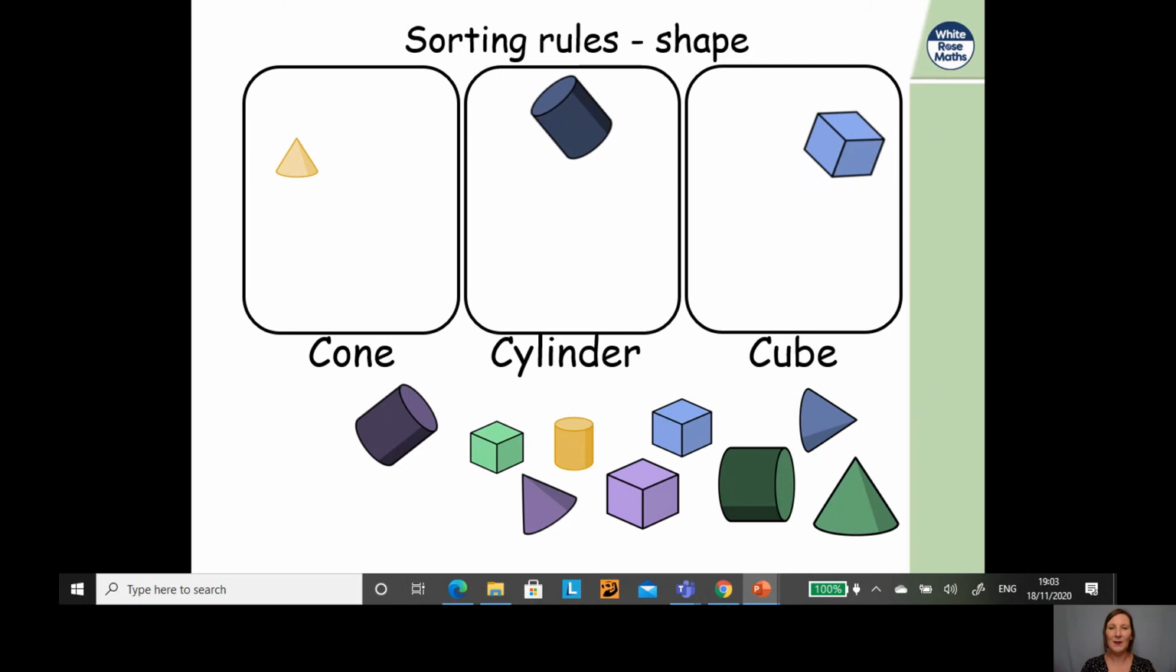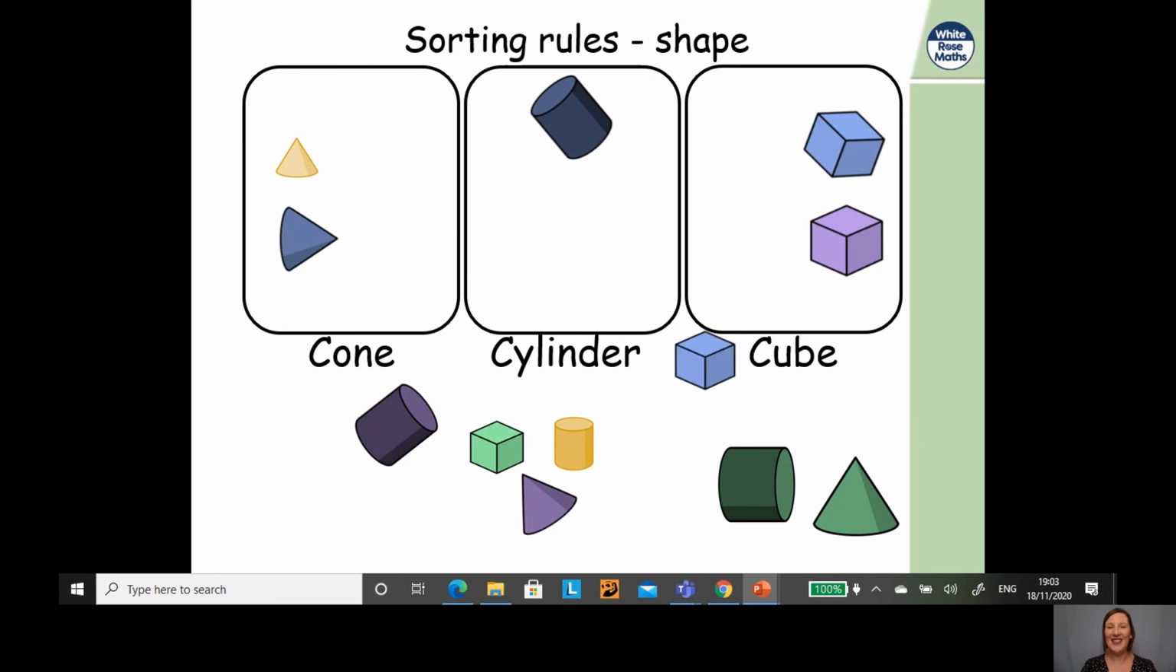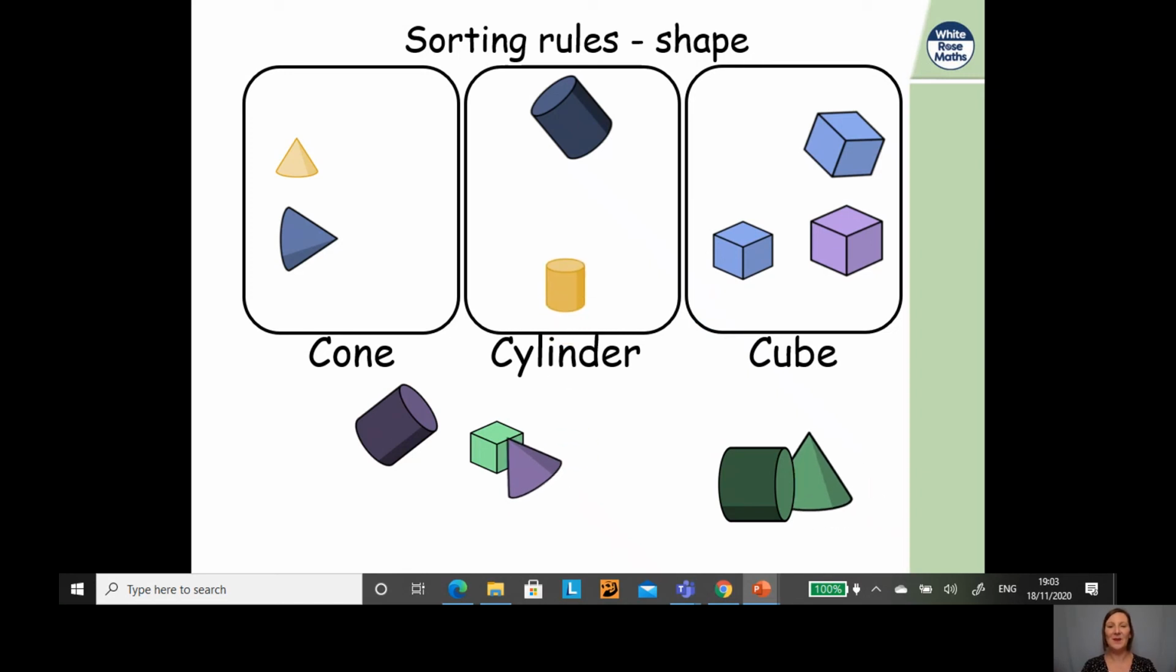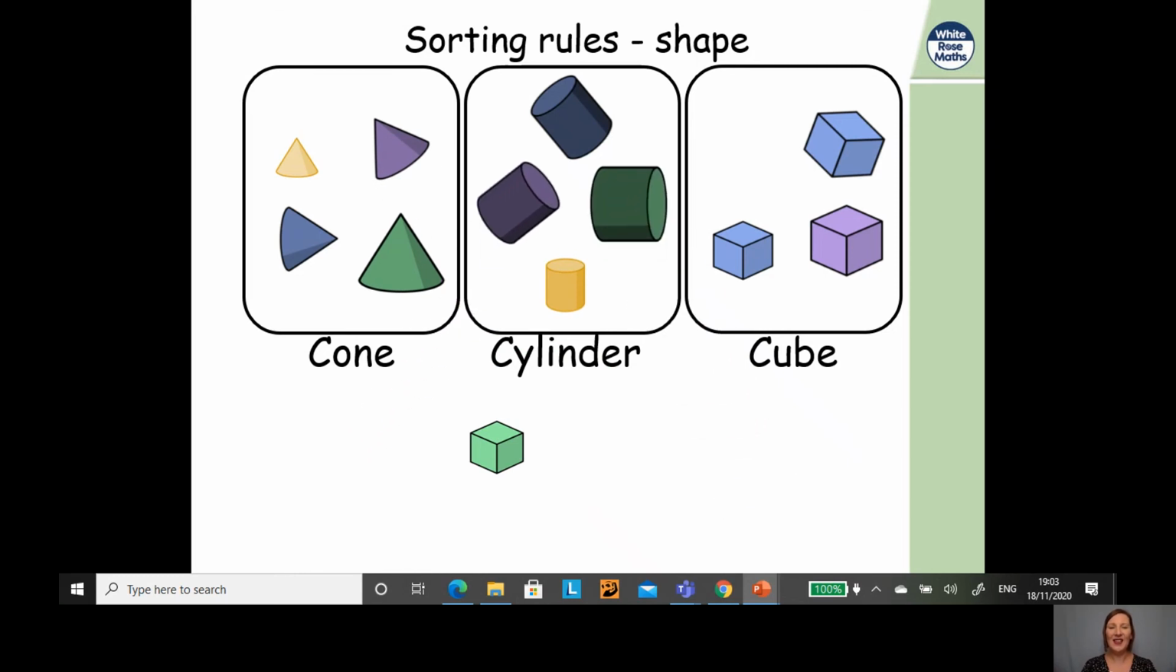Where would this one go? That's right, here in the cube place. This one, the cone. Brilliant, it would go there. Oh, we've got another cube. Which one did that go in? Excellent, into this one here. We've got a cylinder now. In the middle it goes, well done. We've got our 2 cones, 2 cylinders, and lastly our cube. Well done for sorting there. You did a great job.